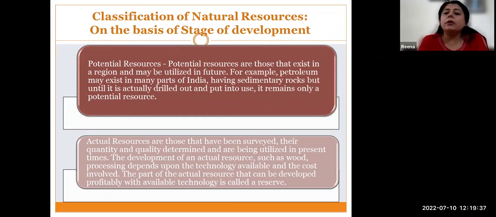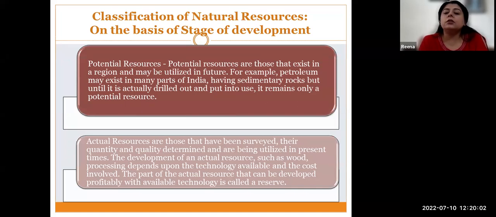For example, petroleum may exist in some parts of the country, in some sedimentary rocks, but so far we are not aware. So at present, we don't have any information, but there can be R&D in future, and then there can be prospects of drilling and exploring these resources in future. So those resources are called potential resources.